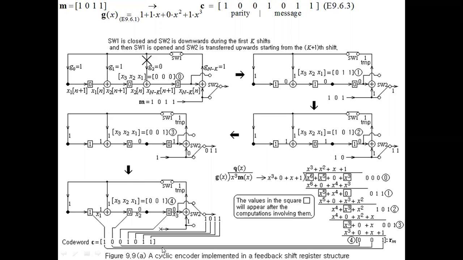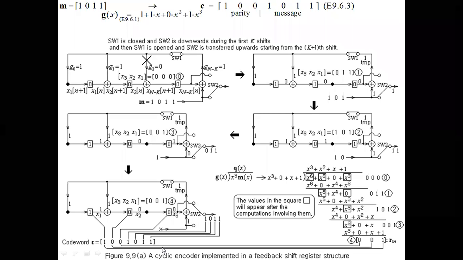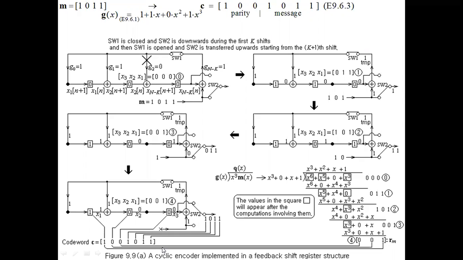So g of x plays a crucial role in designing the circuit. In g of x we have the x to the power of 0 parameter, x to the power of 1 parameter, x to the power of 2 parameter and x to the power of 3 parameter, because g of x is given as 1 plus x plus x cube. Since x to the power of 3, we use 3 shifts and modulo 2 adders.